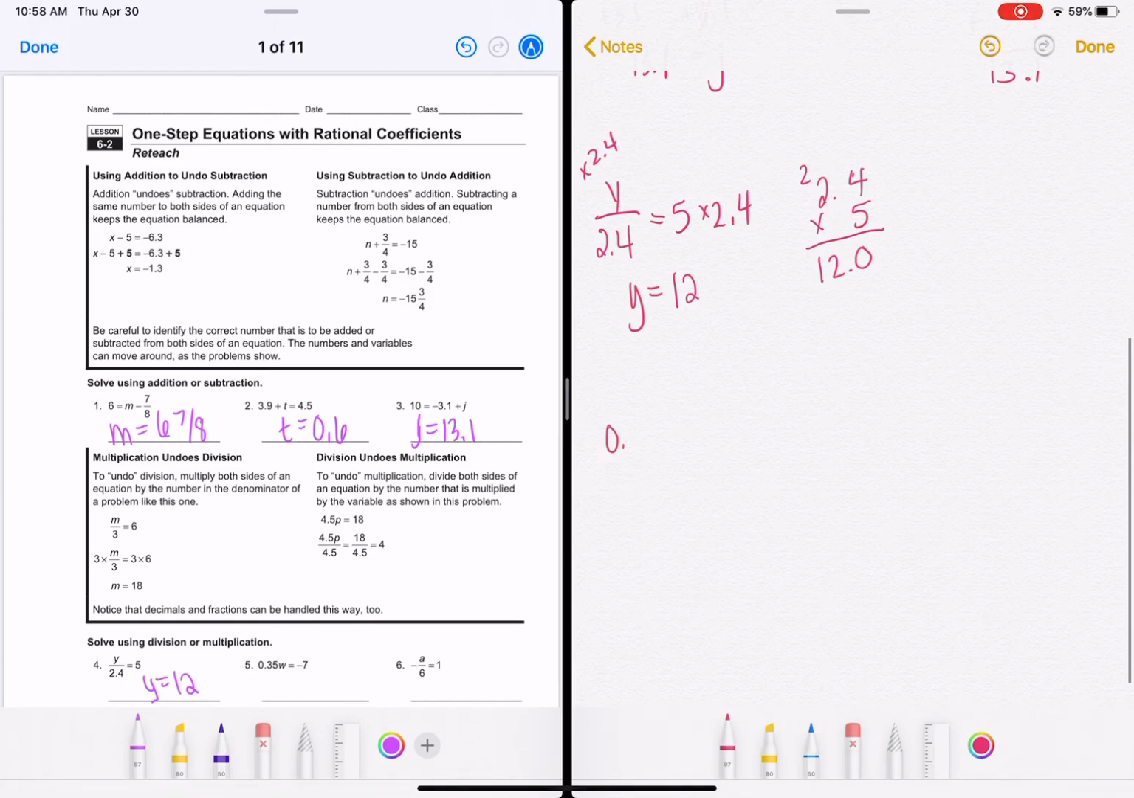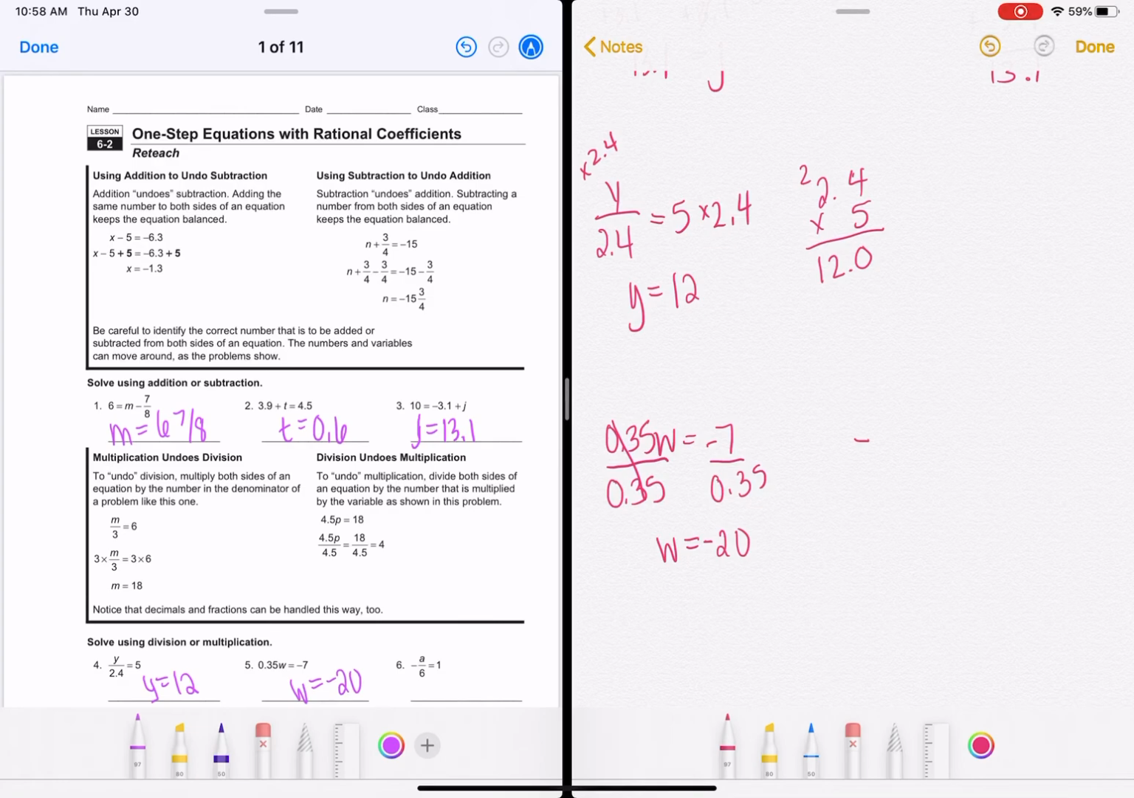Number 5, we have 0.35w equals negative 7. Anytime you have a number and a variable together like this one, that means to multiply. So to undo, we're going to divide. Now, we've done this type of problem before when we solve proportions. So we're going to divide both sides by 0.35. So w equals 20. And now since you divided a negative by a positive, your answer is negative. So w equals negative 20.